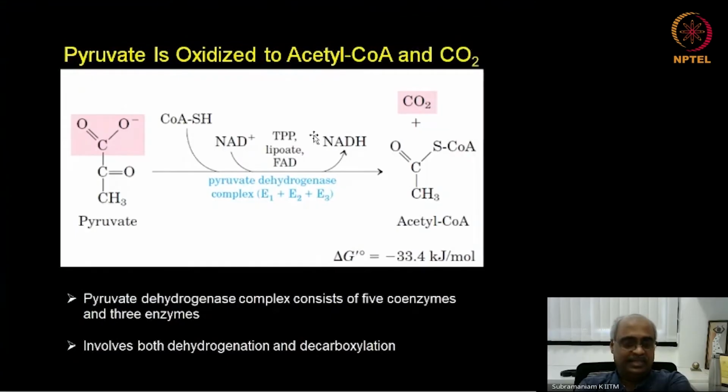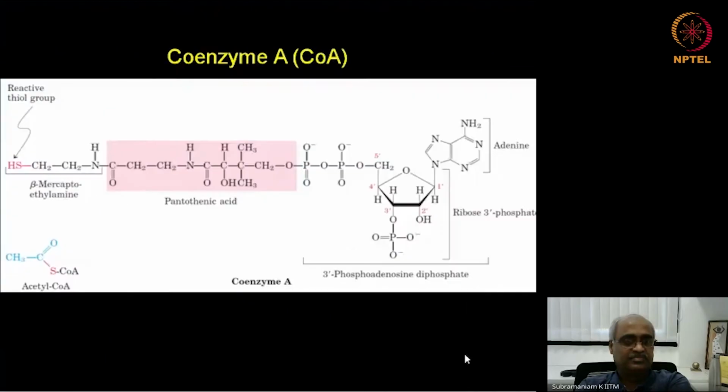And second, there are 4 vitamins and another coenzyme, so 5 coenzymes are involved in it. I'll list them all one by one as we go through. This proceeds with a large negative free energy change, so this is irreversible, as we saw. To go in the opposite direction, you need separate enzymes.